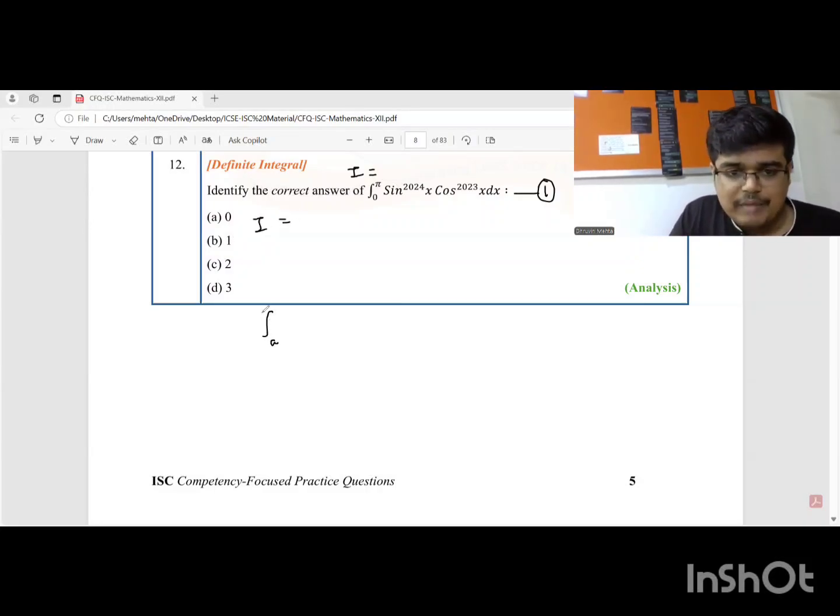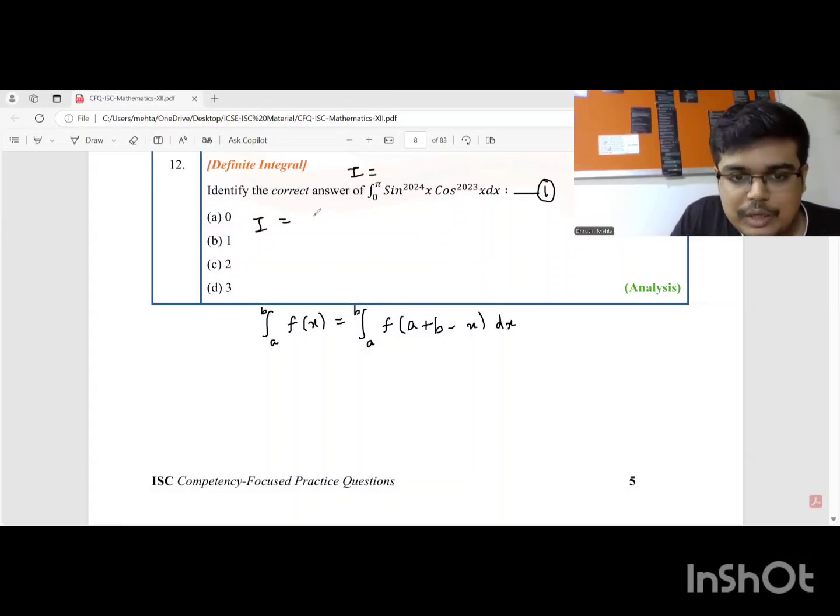Integration a to b f of x dx is same as integration a to b f of a plus b minus x. So it is sum of limits minus x. I hope students already know this rule. So here, students, we will be using this rule. Over here, it is going to be 0 to pi. Now, students, sine of pi minus x, I hope you already know it is sine x. So this will remain sine of x to the power 2024.